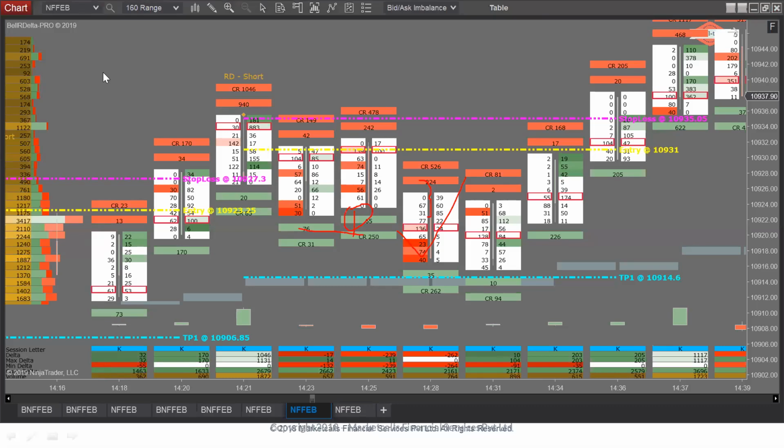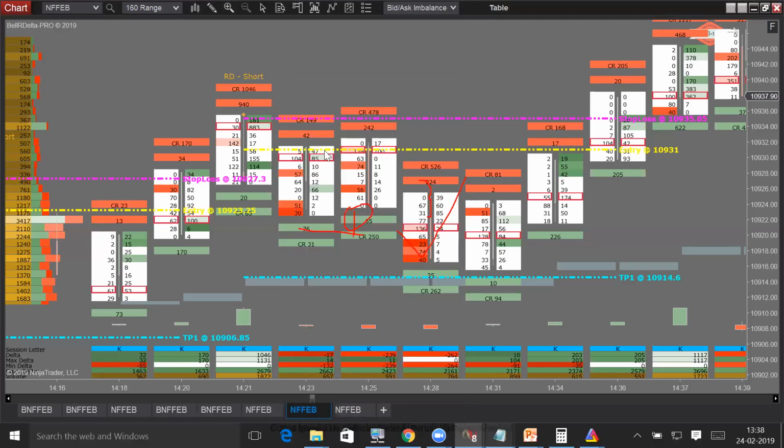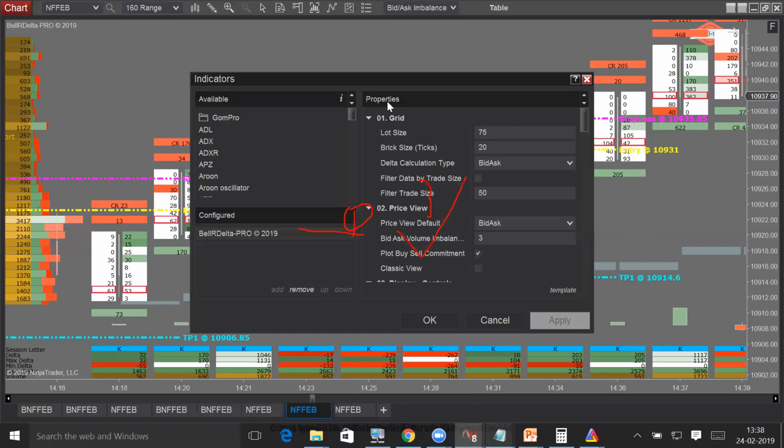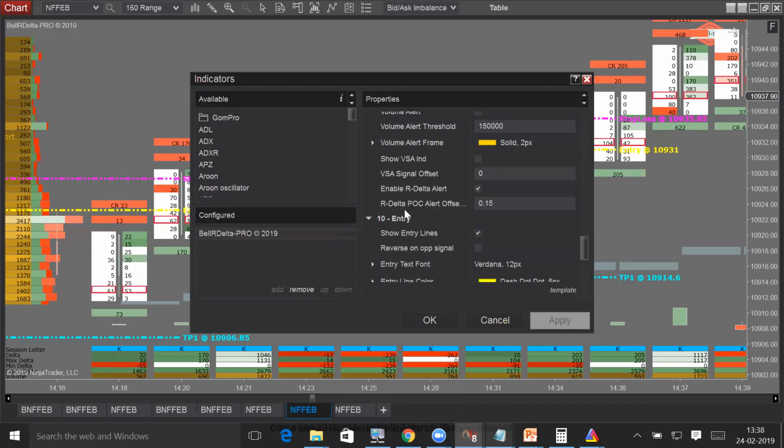And there is also one more setting over here. If I go to indicators, there is one setting here, the R delta POC alert, right? So there is an offset. What this does is make you generate a very small number of signals. If you really don't want more signals, if you want less and less signals, what you can do is increase the point levels.